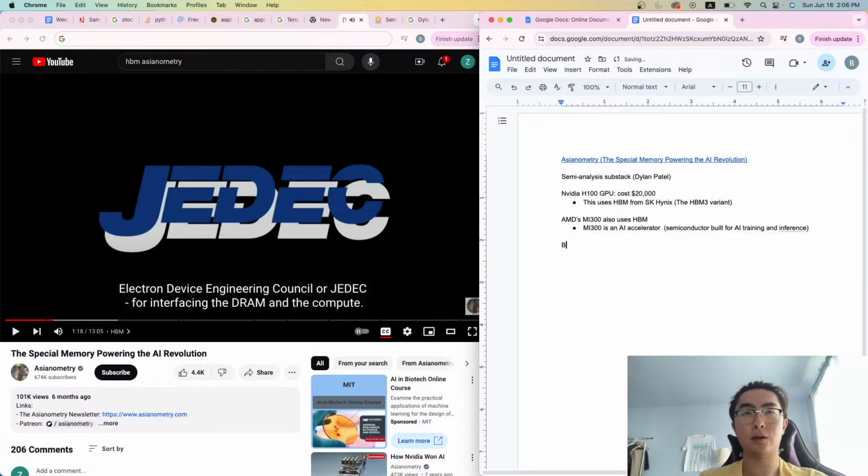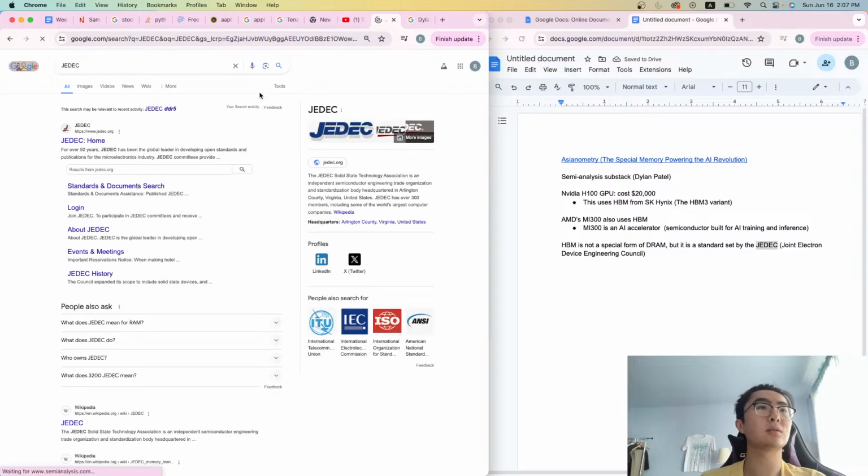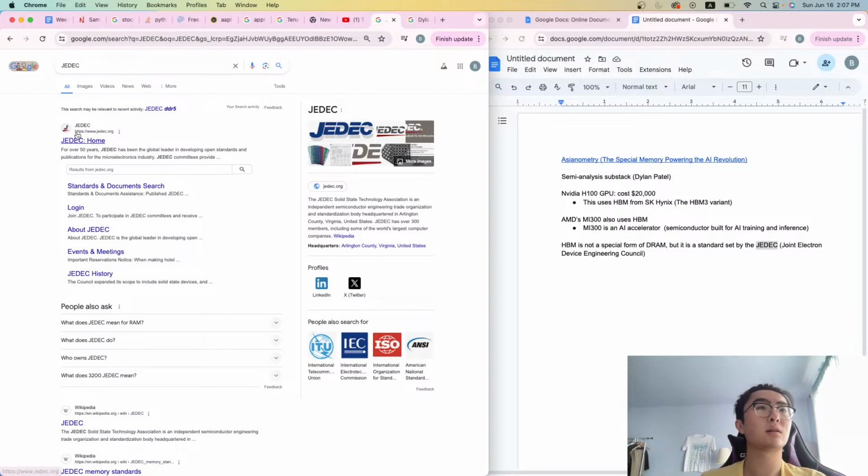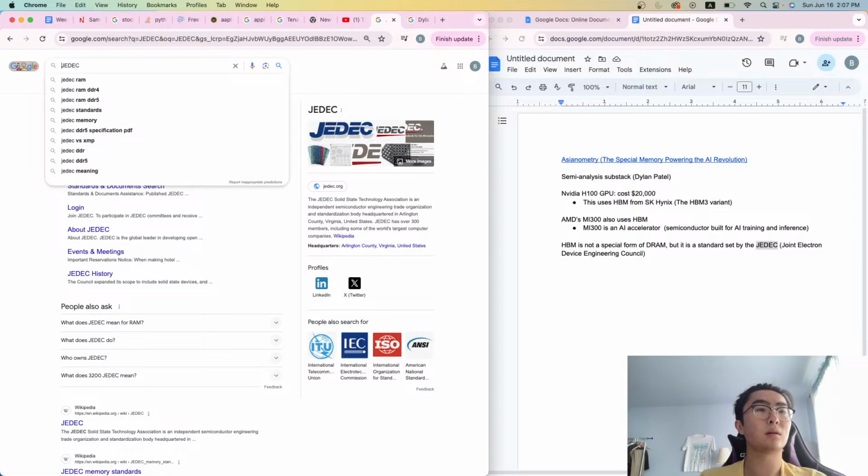Okay, so HBM is not, so I got this wrong, a special form of DRAM, but it is a standard set by JEDEC, the Joint Electron Device Engineering Council, right? I think that's what it is, JEDEC. It's in Arlington, okay. What does JEDEC stand for?